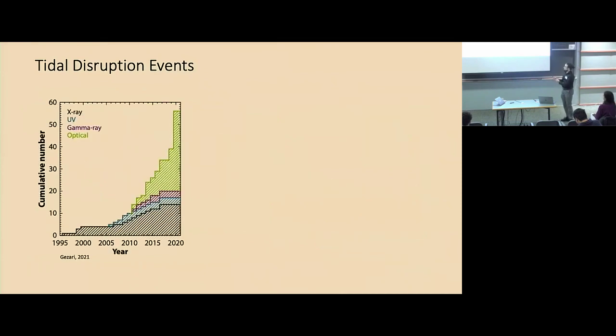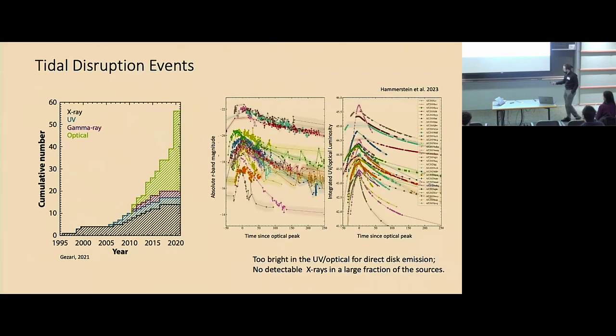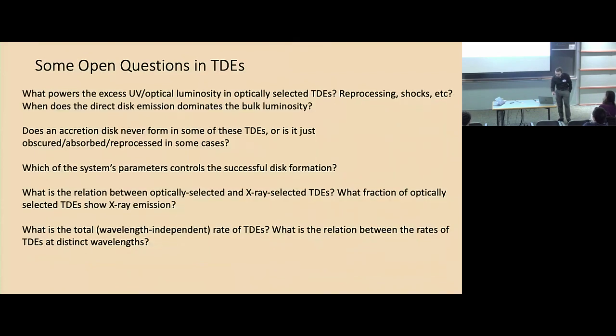But we are now in the optical time domain era, and so most of the TDEs are now discovered in the optical. The problem for these optically selected TDEs is that the optical and UV emission is too bright to be produced by direct disk emission. Another problem is that a large fraction of the sources show no detectable X-rays. So there are several different models on how you could make this different emission than previously expected.